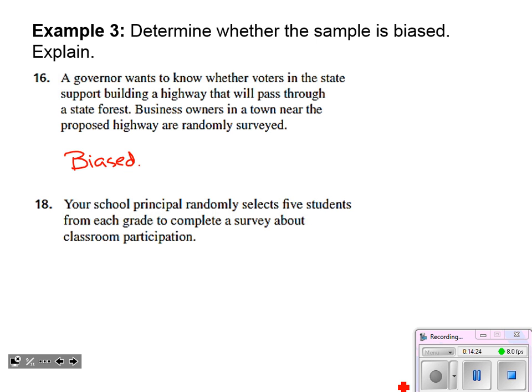If he wants to find out if voters in the state support building a highway, he shouldn't just ask business owners. He should ask everybody, or randomly survey everybody in that town. So it's biased because only business owners were surveyed. Chances are that the people that own businesses there don't necessarily have the same opinions on this topic as the general populace.